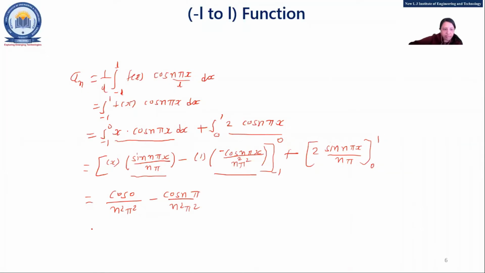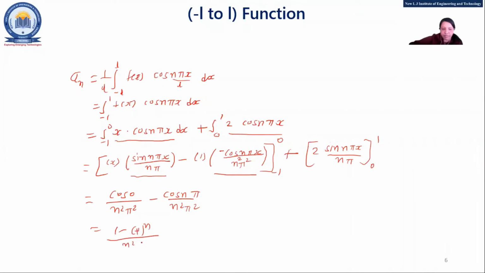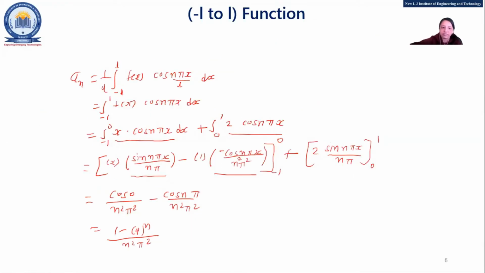Now cos 0 is 1 and cos n pi is what? Minus 1 raised to n. So I'll write it down: 1 minus (minus 1) raised to n, upon n square pi square. Simple. Anyone having doubt in an? Any doubt? Fine. So a0 is 3 by 4, an is 1 minus (minus 1) raised to n upon n square pi square.